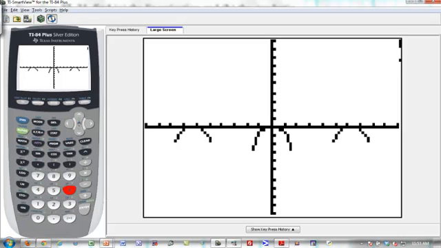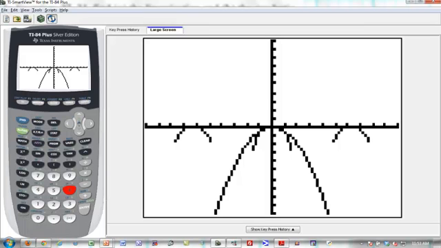Wow. Are you in degree or radian? So what's going on? There's a really big discontinuity. Why is there discontinuity?